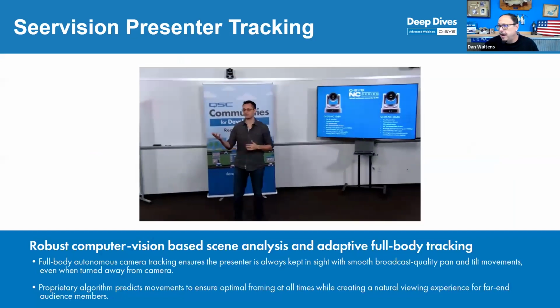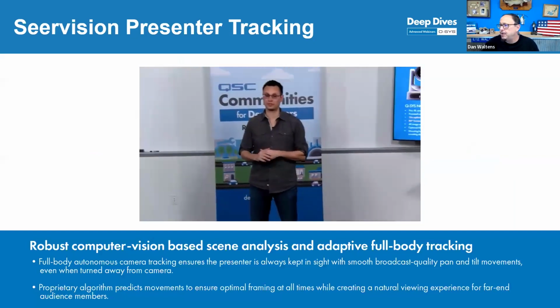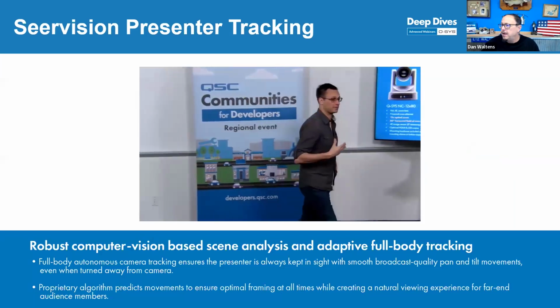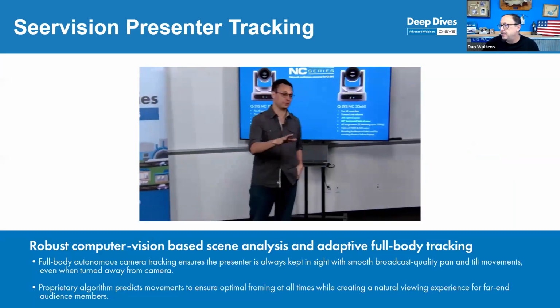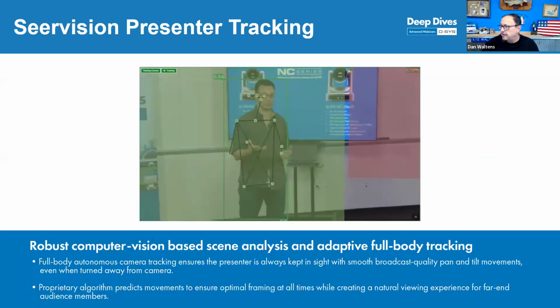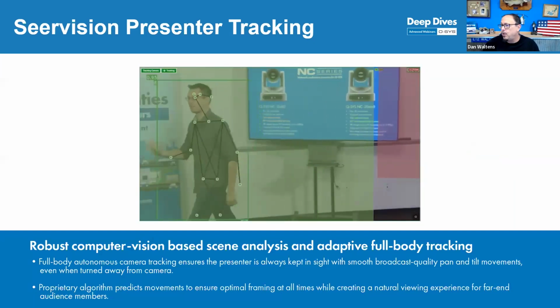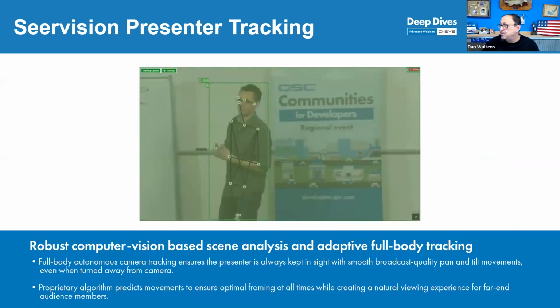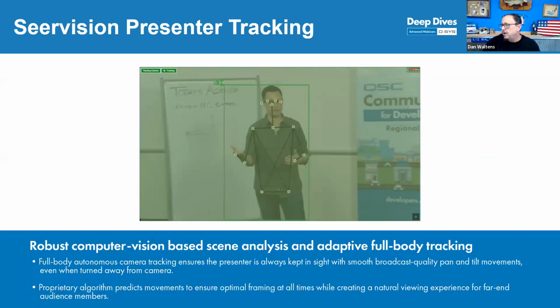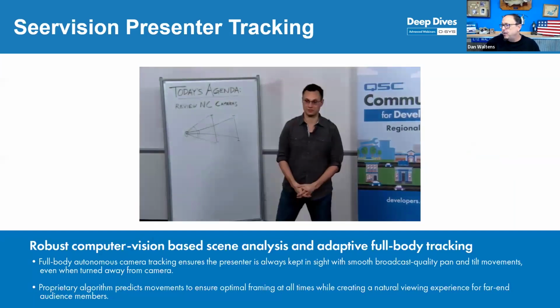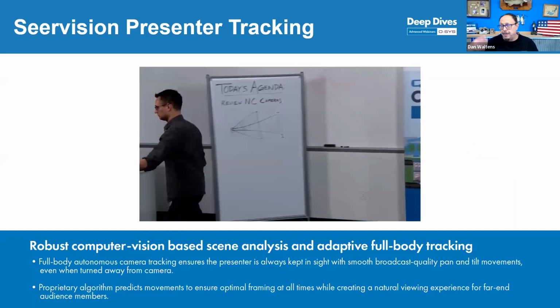So you can see here a sample of what you would see from Seervision when it's tracking. This is an image of all of the different points on the body that it was using to track. I wish there was a point where he would turn all the way around, but the beautiful part about all those different points is it's not just looking at the face. So if he were to turn around, it would still recognize him as the person being tracked.